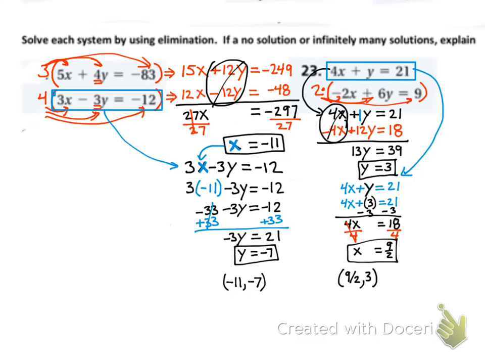Both of those are going to have just one solution. I didn't have a no solution because there's no false statement. I didn't have identities because there were no true statements. I was left with a variable equal to a value.